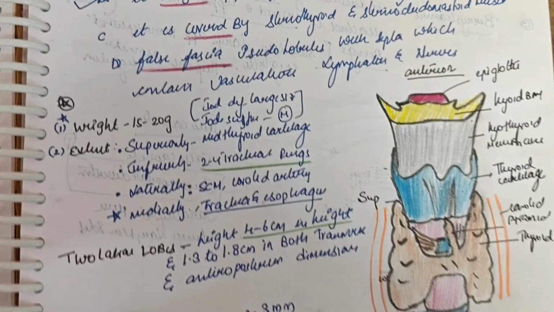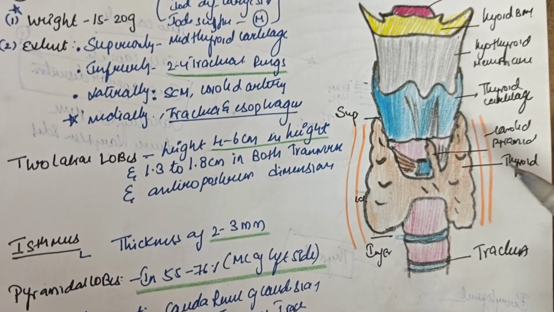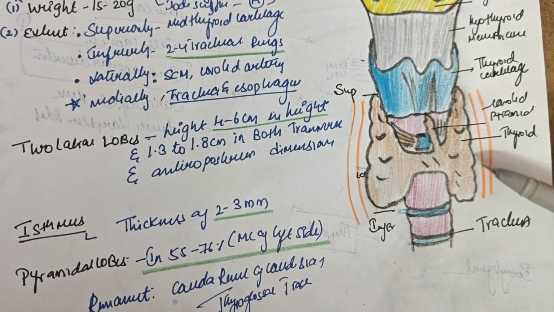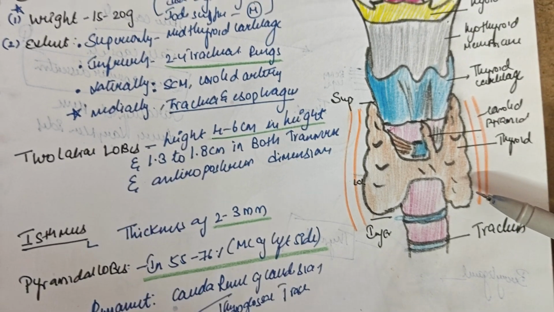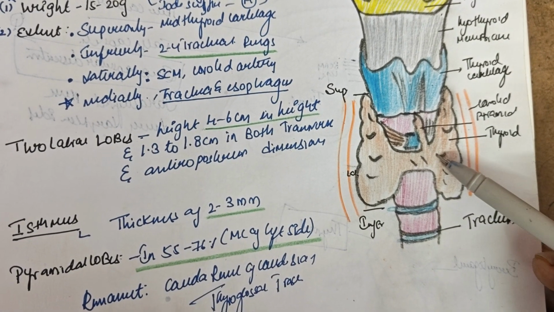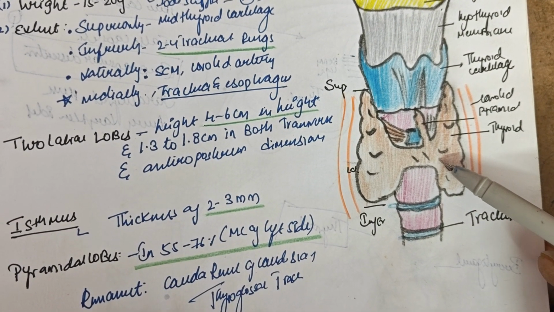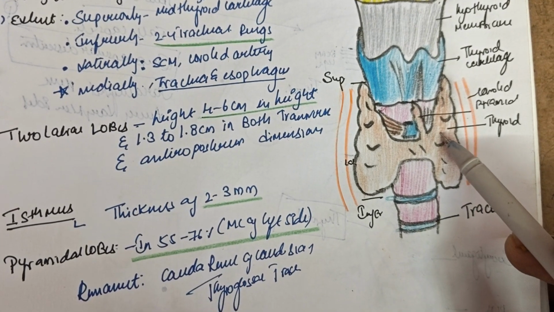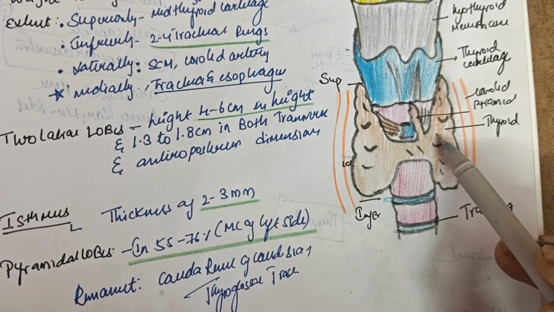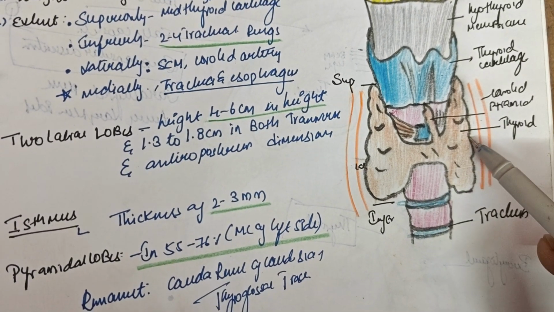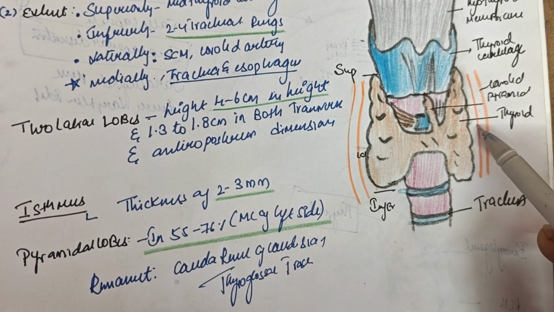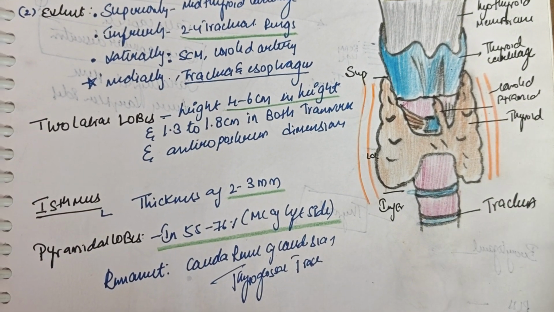Now, these are the two lateral lobes. The height of the thyroid lobe is 4 to 6 centimeters. And how much is it here? 1.3 to 1.8 centimeters in transverse. If I measure here, it is around 2 centimeters. That means 1.3 to 1.8 centimeters in the transverse, or if I take the anteroposterior thickness, it measures about 1.3 to 1.8 in both transverse and anteroposterior dimensions.